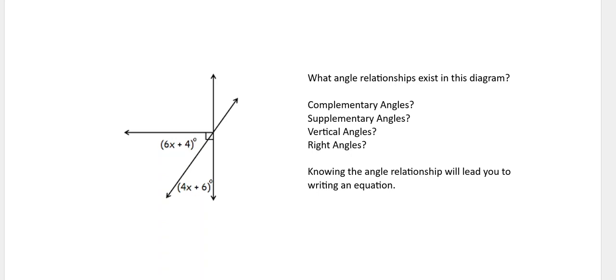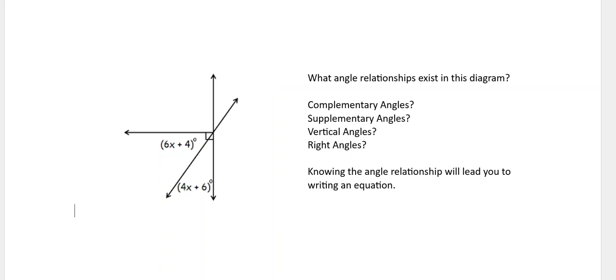Identify the angle relationship between the labeled angles, and by labeled, I mean the ones that have a measurement given: 6x plus 4 degrees and 4x plus 6 degrees. What is the relationship between the two angles that are labeled here? Knowing that angle relationship will lead you to the equation.